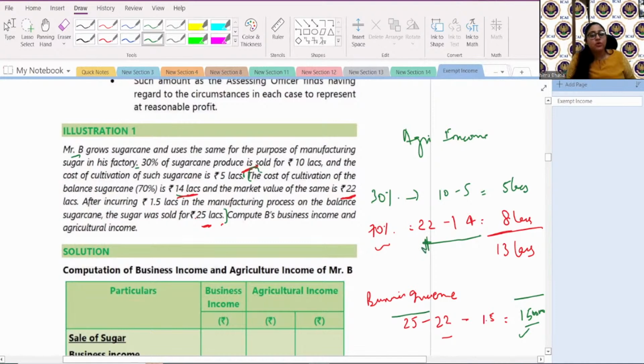This actually is not an actual generated income, but my 25 lakhs was split into two parts. One is 3 lakhs and one is 22 lakhs. 22 lakhs is agricultural receipt, assumable, and 3 lakhs is my actual manufacturing receipt. Is it clear? Please tell me if there's any doubt in this question. From this question, you can understand the two definition ka part which we did.